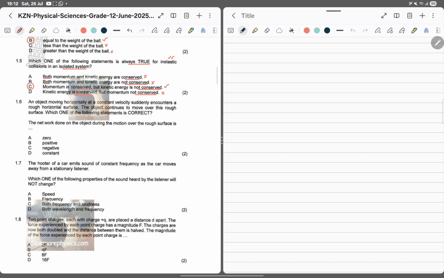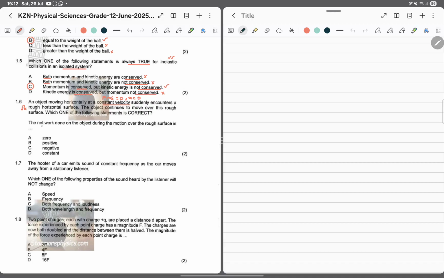Okay. Now, 1.6 says an object moving horizontally at constant velocity. Now that statement already tells us that our resultant force here is 0, and also acceleration is 0. Now this suddenly encounters a rough horizontal surface. The object continues to move over this rough surface, and of course we understand that we will experience kinetic frictional force because of the roughness of the surface. Alright, question says which one of the following statements is correct?